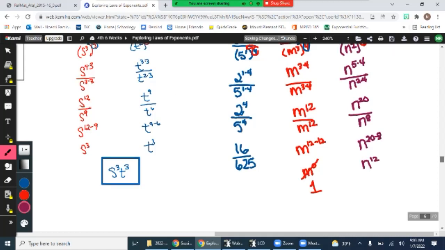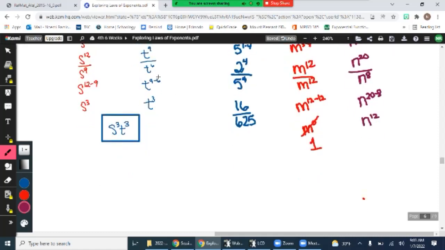After you're done, you put it back together again. But remember, 1 times anything is itself. That's why technically you say that it cancels out. So 16 over 625, and n to the power of 12 is at the top of the fraction. There's nothing under it, so you just write it at the top, or you could also write it to the side. Up to you.